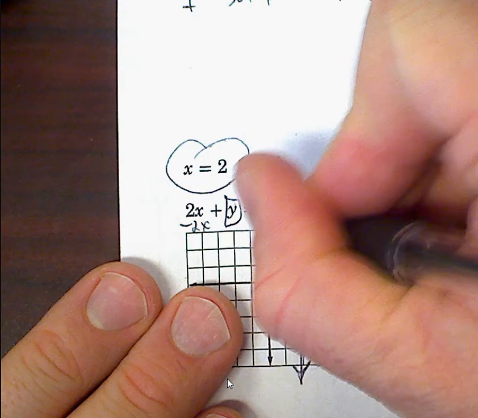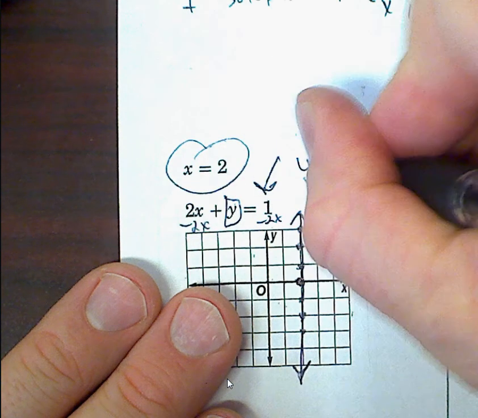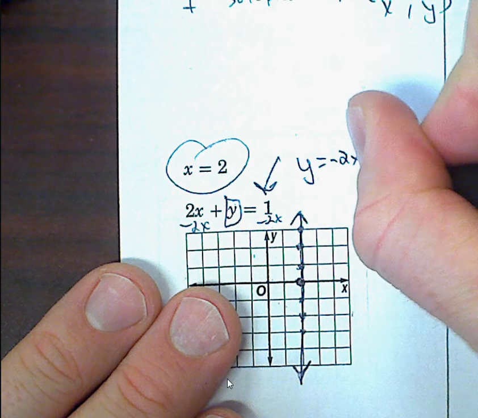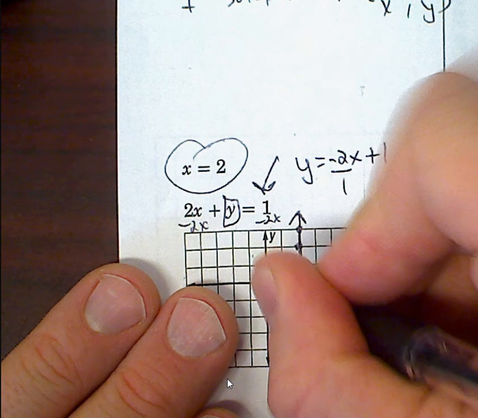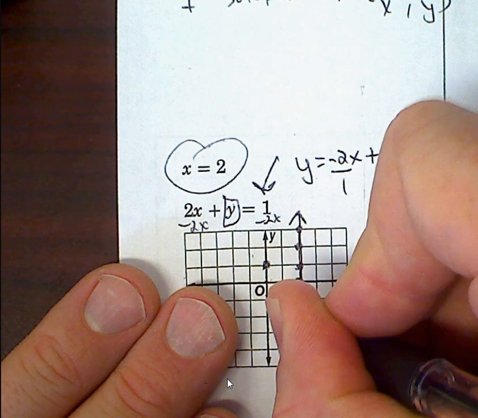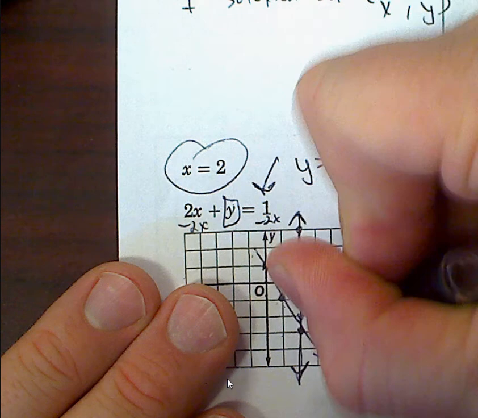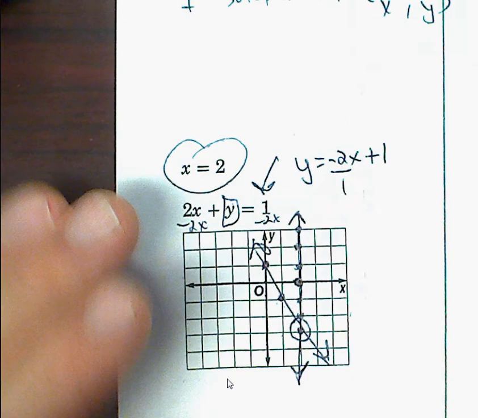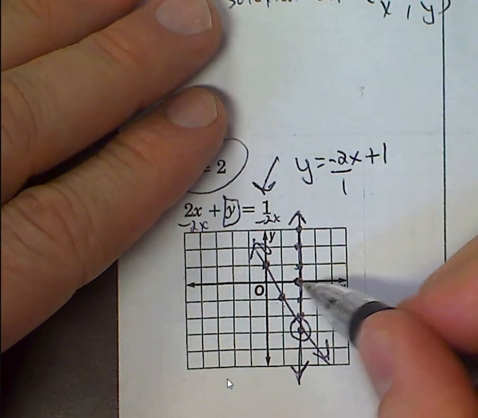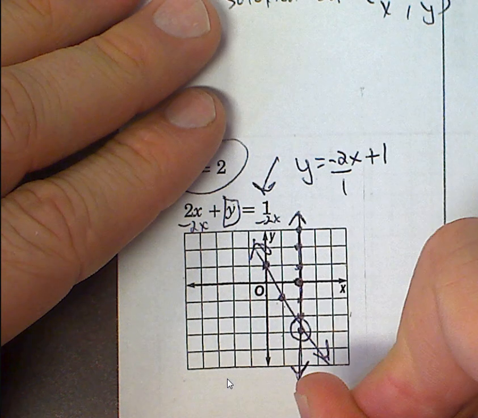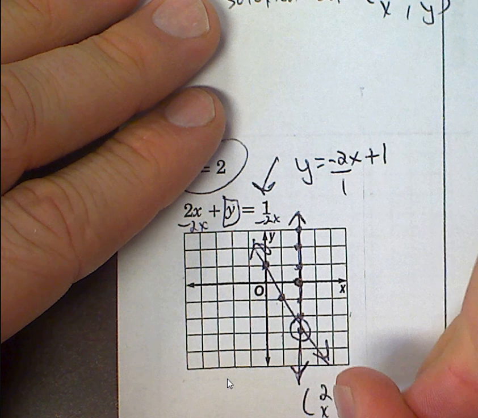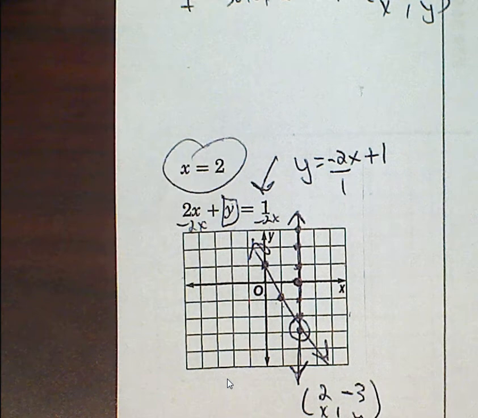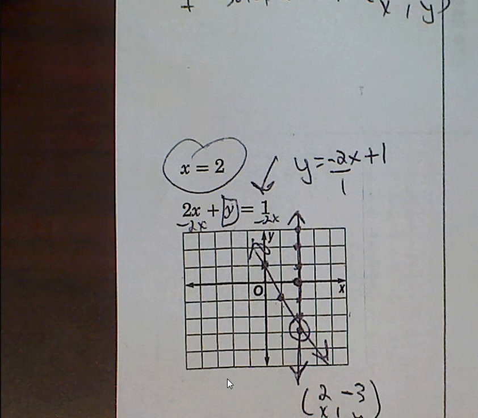Negative 2x, so y equals negative 2x plus 1. If I graph this, I start at 1. I'm going to go down 2 over 1, down 2 over 1. This is where they intersect. So where do they intersect? My x value is 2. My y value is 1, 2, negative 3. So now I know my answer. They intersect at 2, negative 3.